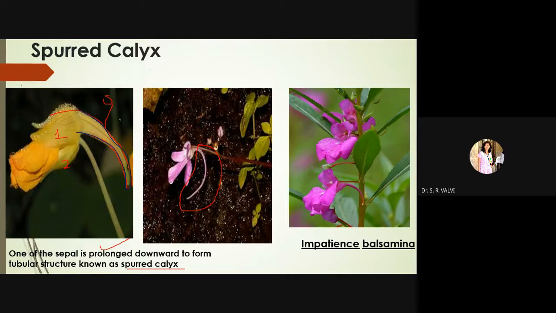And hence this type of calyx is called spurred calyx. Particularly here in the case of Impatiens balsamina, during the Ganesh festival you might have seen these flowers are very popular during Gauri Pujan. They are offered to Lord Ganesha. The common name of this flower is also Gauri. So please do remember this Impatiens balsamina, which has this spurred calyx. You can look at each of these flowers; they have this spurred calyx.